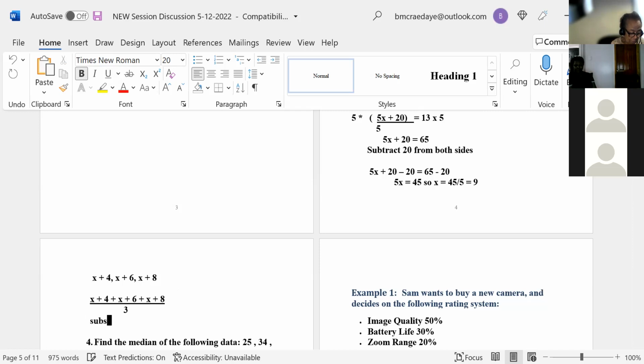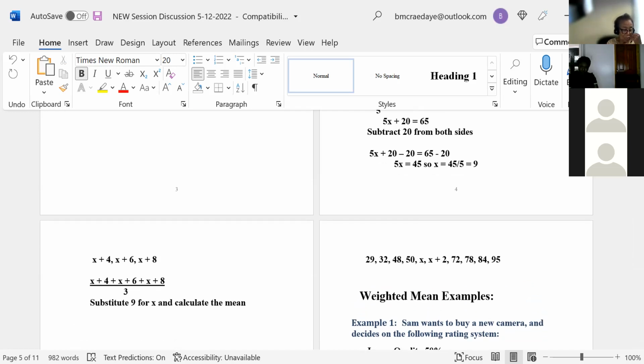Okay, let me see what I said. Substitute 9 for x and calculate the mean, because that's what you're doing, calculate the mean of the last 3 observations. So I'm asking you to do that. Put the 9 for the x and tell me what you get for the mean. This is equal to the mean.